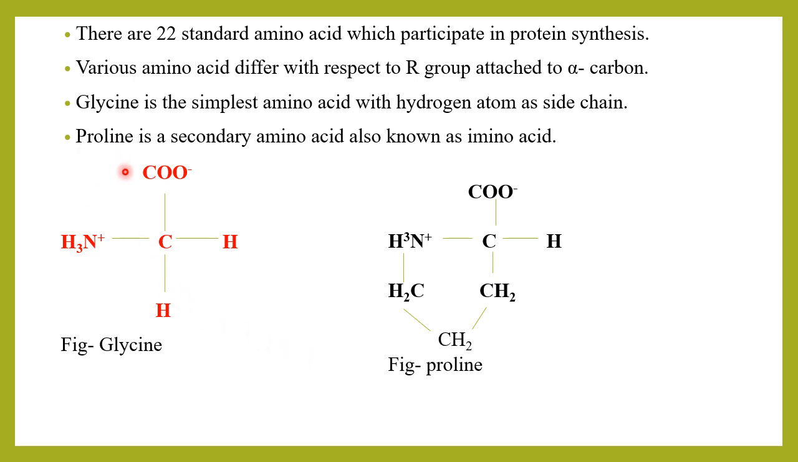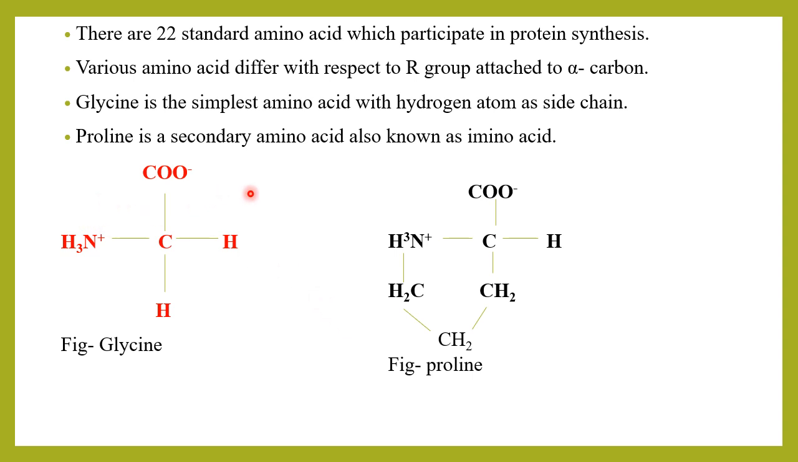Next point, glycine is the simplest amino acid with a hydrogen atom as its side chain. Glycine is considered to be the simplest amino acid among those 22 standard amino acids because in glycine you will see that a hydrogen atom is attached to the alpha carbon as the side chain, while in other amino acids there is no R group which has just a hydrogen atom as its side chain. So glycine is considered to be the simplest amino acid.